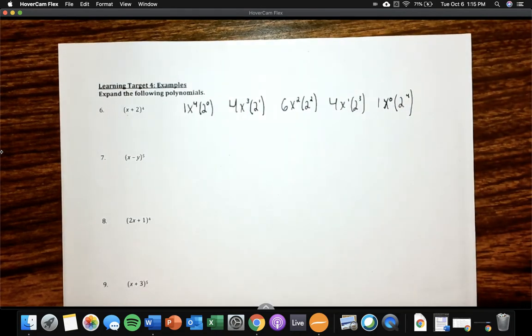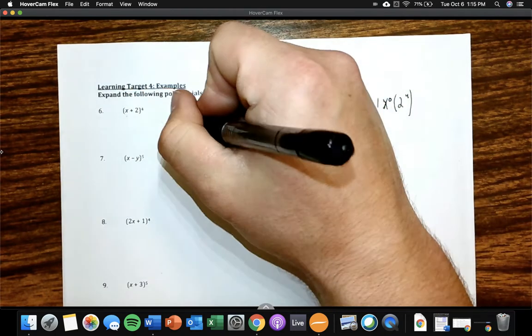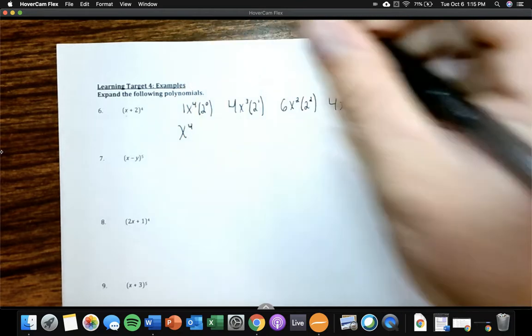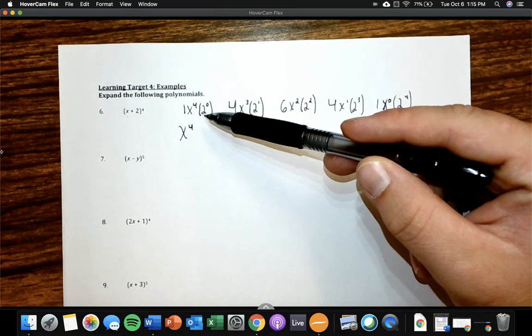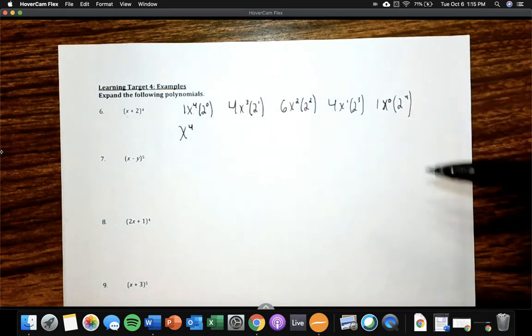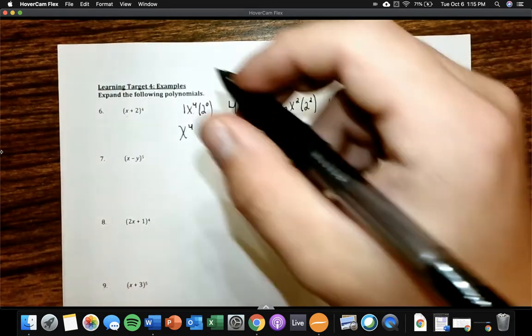So what we did right here is we just found all of the terms in our expanded polynomial. Our first one is just this x to the 4th, because 1 times x to the 4th is x to the 4th, times 1, because remember that's just 1, would just leave us with x to the 4th.